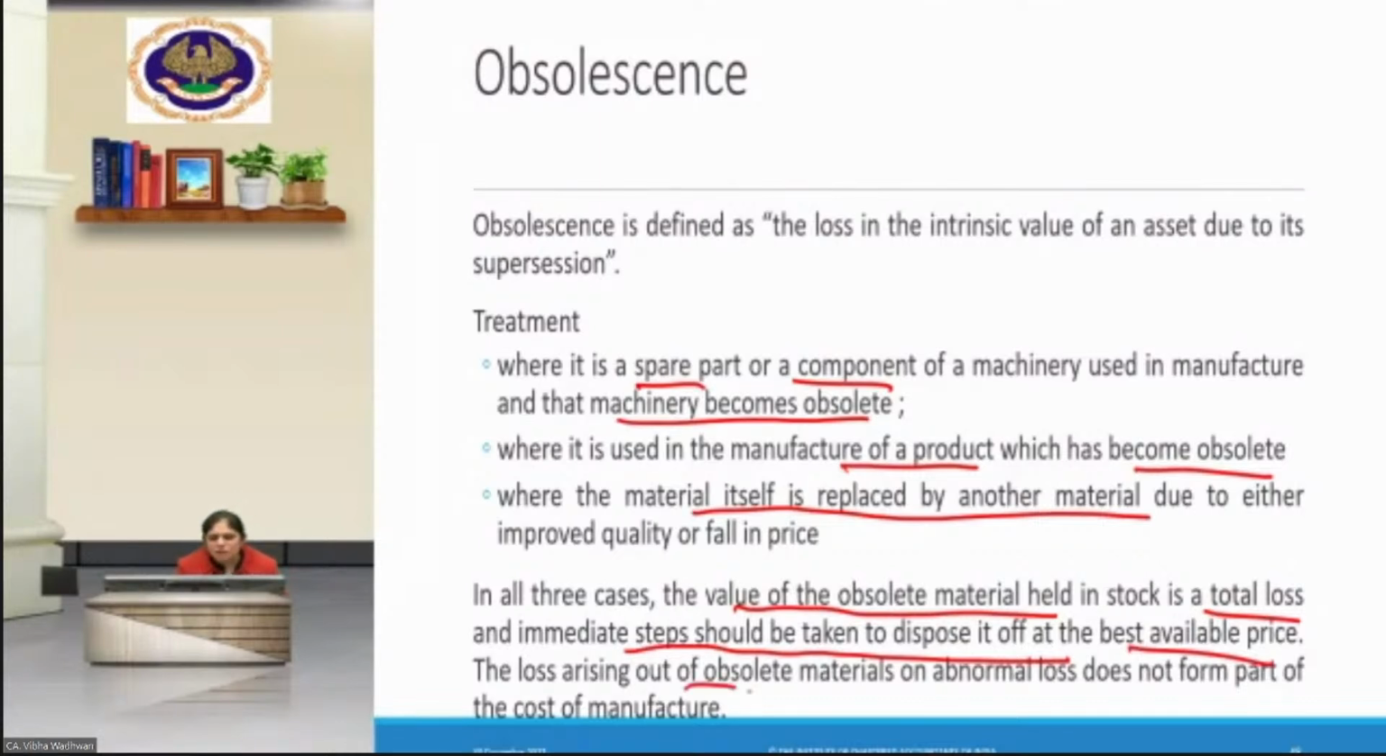The loss arising out of obsolete material or abnormal loss does not form the cost of manufacture. So the fundamental rule is that every normal loss will be disposed of and the good units will bear it, and the abnormal loss, whether it's spoilage or defective or scrap or waste, will be taken to the profit and loss account. This will close the session with all the concepts we have cleared, the material procurement concepts, then the material issues, and then of course the normal losses and the abnormal losses, and a lot of practice questions you need to do. And this PPT of course will be shared with you so that you can practice later.